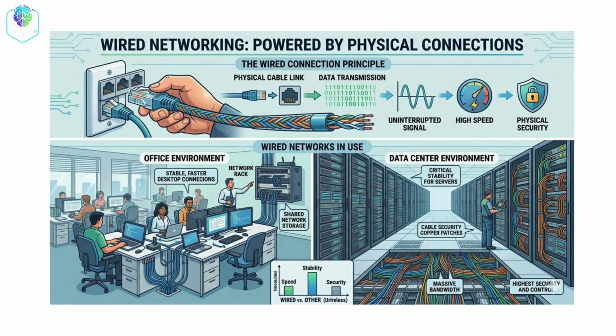The first type is wired connection. In this type, devices are connected using physical cables such as Ethernet cables. Wired connections are usually faster, more stable, and more secure. That is why offices and data centers often use wired networks.